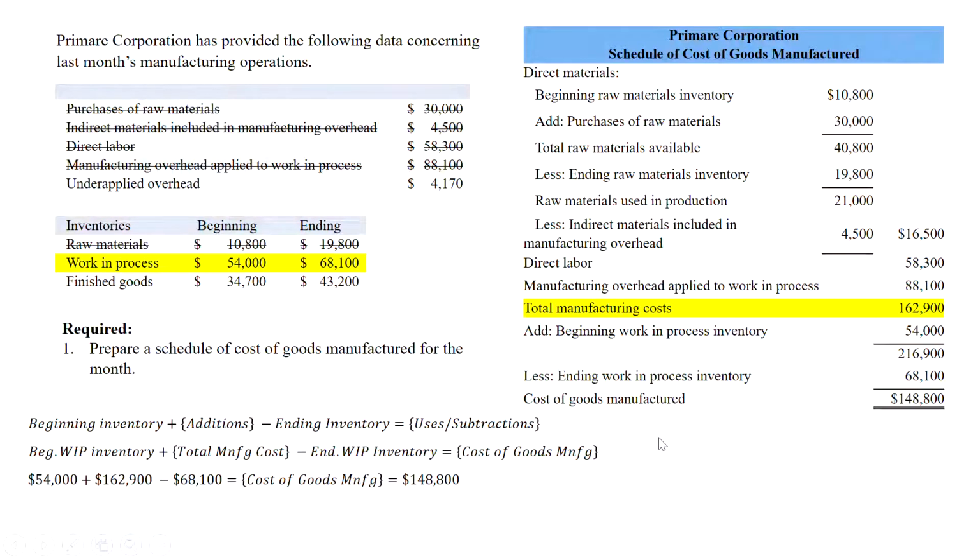Again, what they want here on our schedule of cost of goods manufactured is a more formal representation. So to those total manufacturing costs that I already included above of 162,900, I'll add that beginning work in process inventory that I did over here of 54,000. I would get total possible incomplete units that I have of 216,900. Subtract any ending work in process inventory, just like I did over here, of 68,100, and I get cost of goods manufactured of 148,100. Again, I'm not finished.